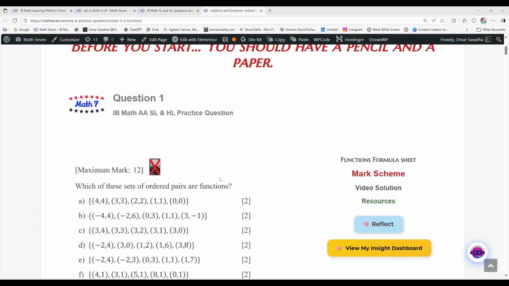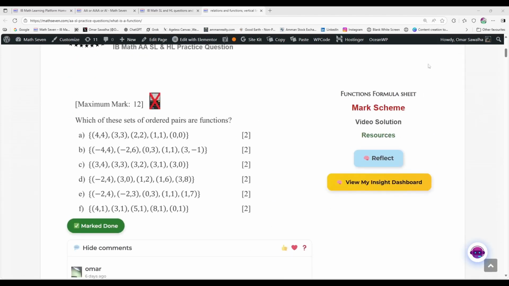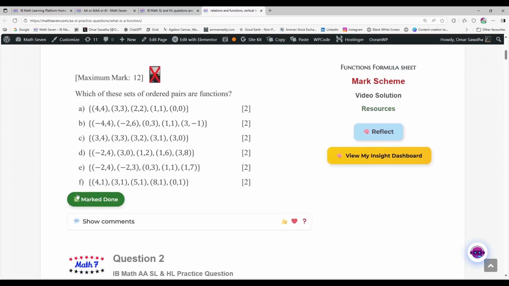What is a function? If you take a look here, as you can see, most of the IB platforms have the question here, and the mark scheme here, so you can click on them and teach the students from them or give them homework. And here you have a functions formula sheet that has all the rules for this chapter, and sometimes you have a video solution and resource. Now what's new here is these 4 things: marked done, show comment, reflection, and view my dashboard.